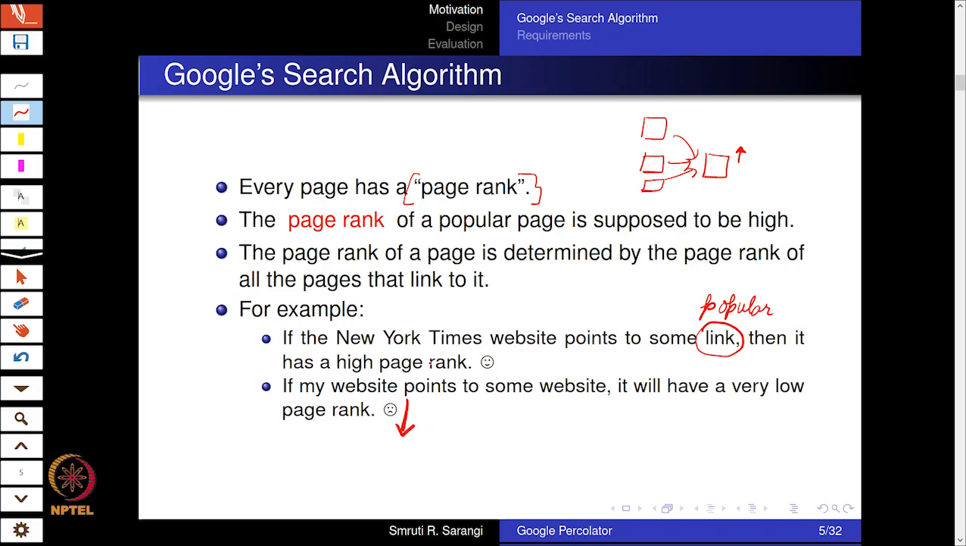Essentially, PageRank is like a self-serving metric, where if popular pages point to a page, then the PageRank of that page is high, and so on and so forth. And if less popular pages point to other pages, they don't contribute much when it comes to PageRank.